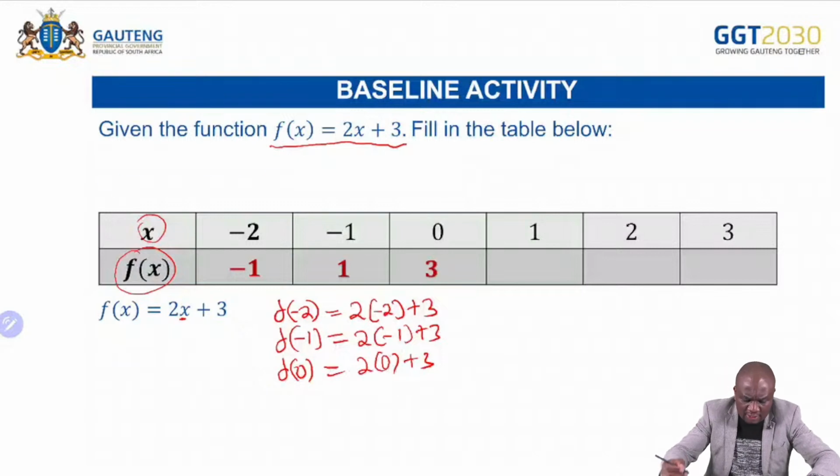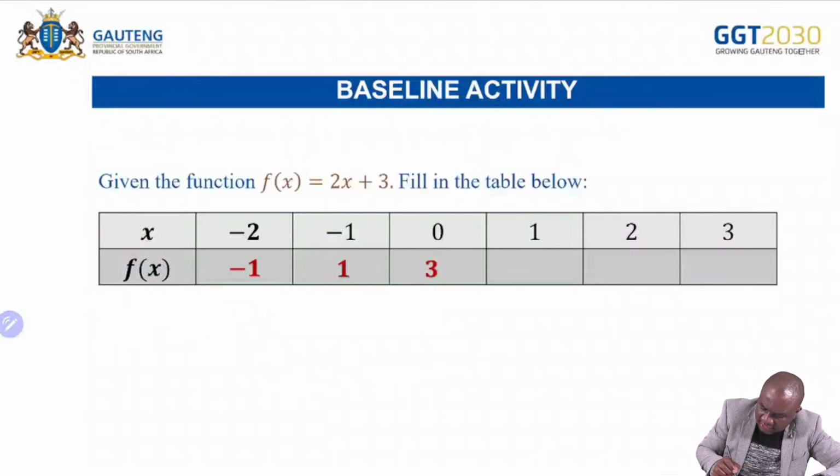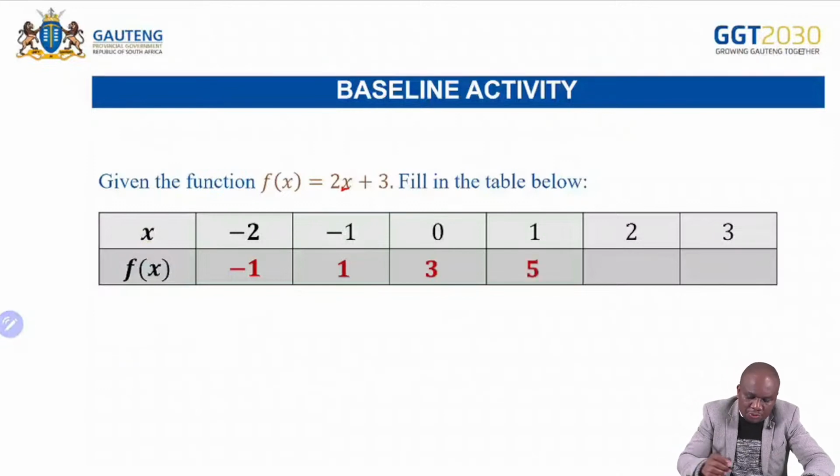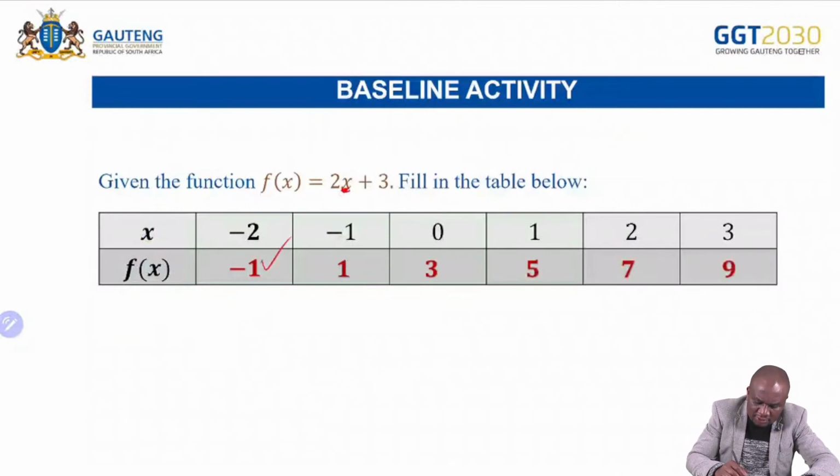Okay, right. And then we still have 1. Where there's x, you put 1. So it's going to be 2 times 1, which is 2. 2 plus 3 is 5. We go to 2. Where there's x, we put 2. 2 times 2 is 4. 4 plus 3 is 7. The last one, where there's x, we put 3. 2 times 3 is 6. 6 plus 3 is 9. Okay, let's mark our work. Did you get everything correct?